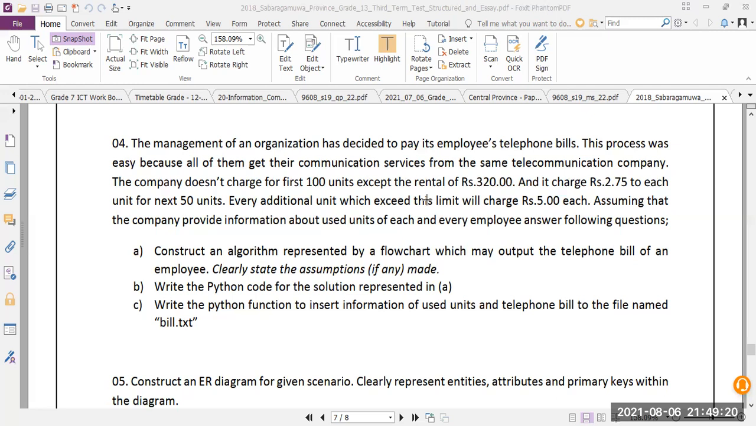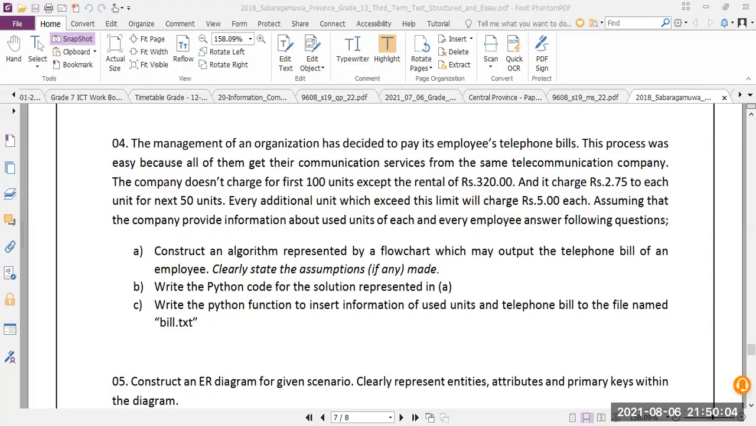Then for the first 100 units, even though it is free, the rental of 320 is taken. It charges 2.75 for each unit for the next 50 units. Every additional unit, anything other than that, will be charged 5 rupees each. So assuming that the company provides information, you have to draw a flow chart for this. First we will write down the scenario and see how we can go about doing this.